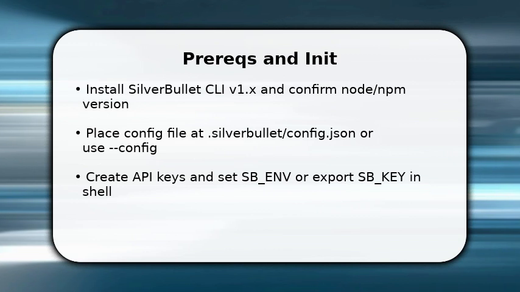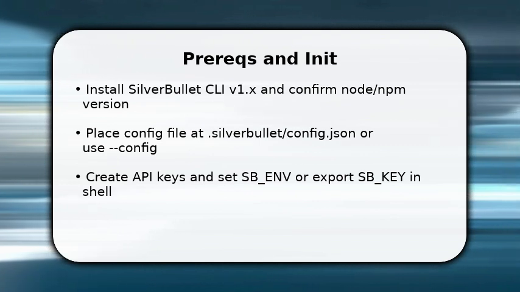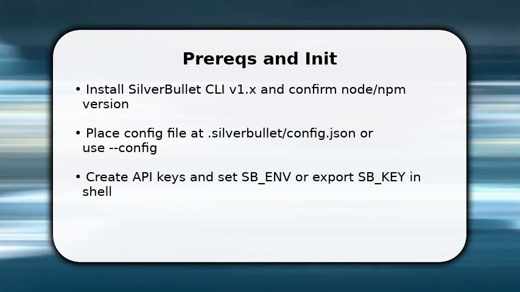Next, place that file in .silverbullet or use config to point to a different path. Also export environment variables like SBKEY for secrets so the runtime reads them securely. Make sure permissions prevent world read access and validate JSON syntax before proceeding.